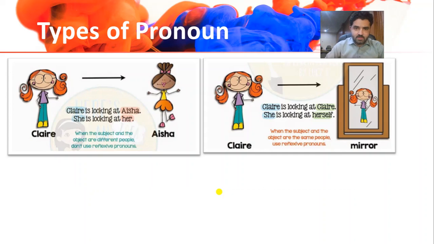While reflexive pronouns, Clary is looking at Clary. She is looking at herself. So if we remove the reflexive pronoun from this sentence, it affects the meaning of the sentence. It is essential for completing the meaning of the sentence. But if Clary is looking at another girl, suppose Aisha, so she is looking at her. And if she is looking at Clary in the mirror, we can say she is looking at herself. So here we will use reflexive, and if she is looking at someone else, we can use her. So this is the difference between her and herself.